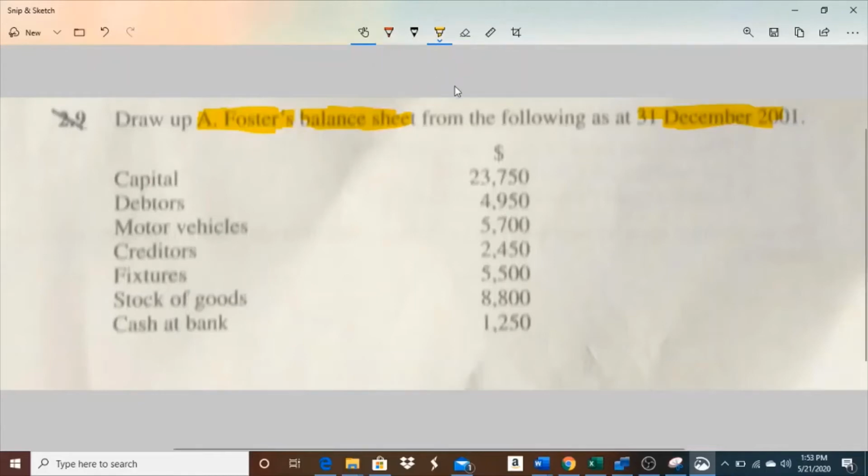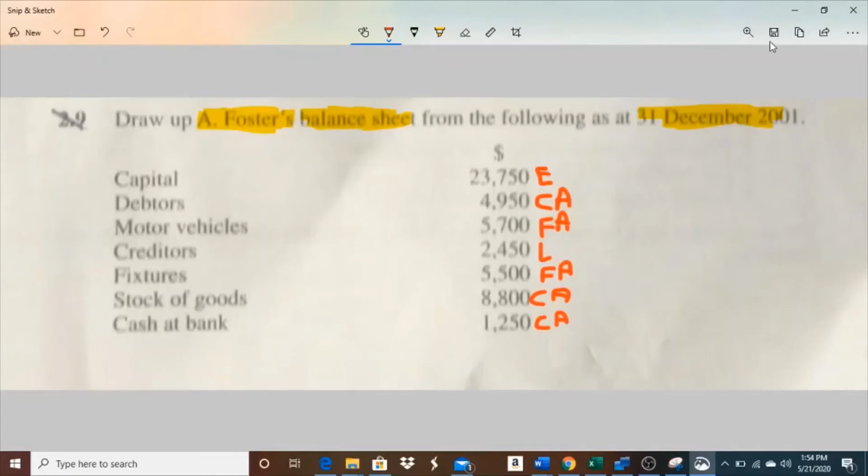Alright, let's get started. Capital. This is our equity. So capital is equity. Put that E. Debtors is assets. And what type of asset is it? It's a current asset. Starts with CA. Motor vehicles. Fixed assets. Creditors. This is a liability. It's a current liability. Fixtures. Fixed asset. Stock of goods. Current asset. Cash at bank. Current asset.